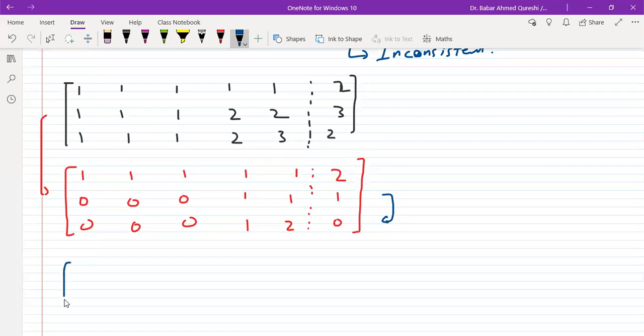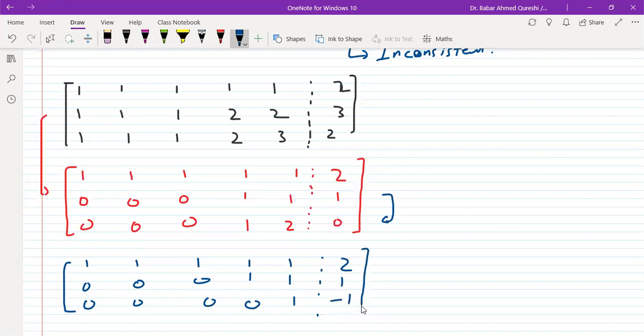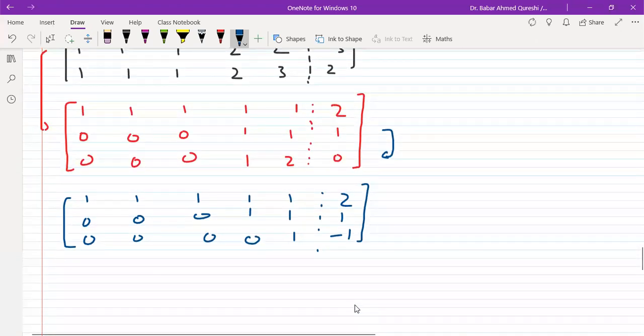1, 1, 1, 1, 1, 2. You're not touching the rows which you have put in the correct form. So just multiply by -1 and add it to the next row. -1 plus 2, 1. -1 plus 0, -1. So you have got the echelon form. Now this is the echelon form.